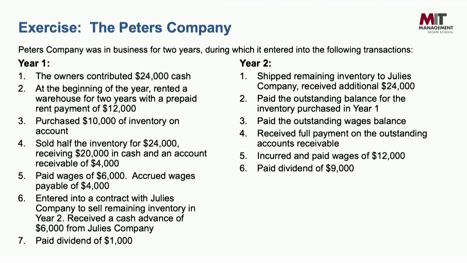They're going to pay off the accounts payable for the inventory they purchased in year one. They're going to pay off their wages payable balance. They're going to get full payment on their outstanding accounts receivable. Fifth, they're going to incur and pay wages of $12,000. And then the final transaction we'll look at in review is that they'll pay a dividend of $9,000.